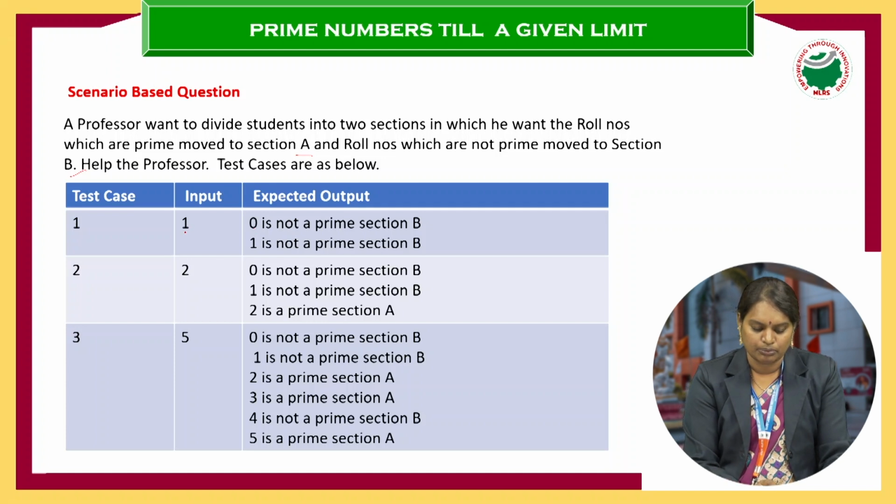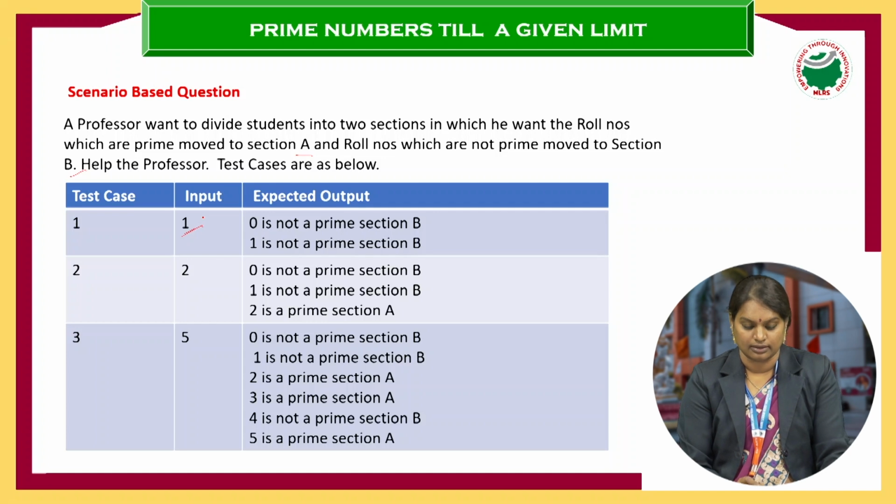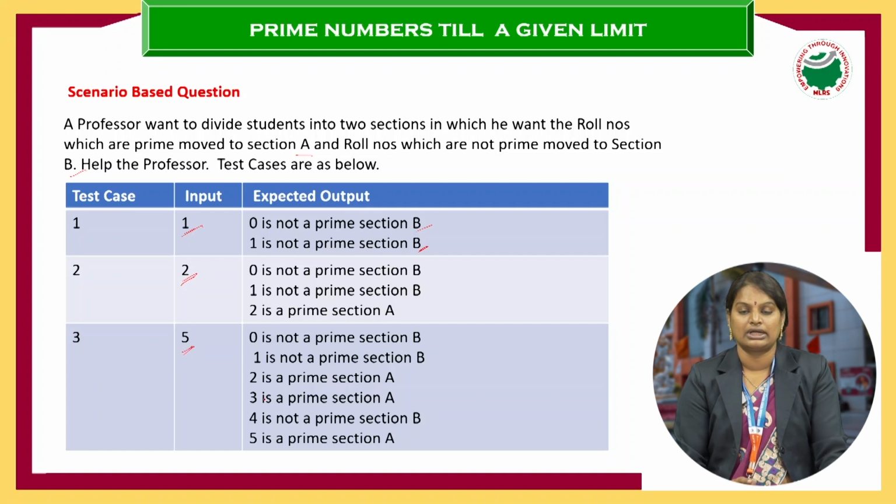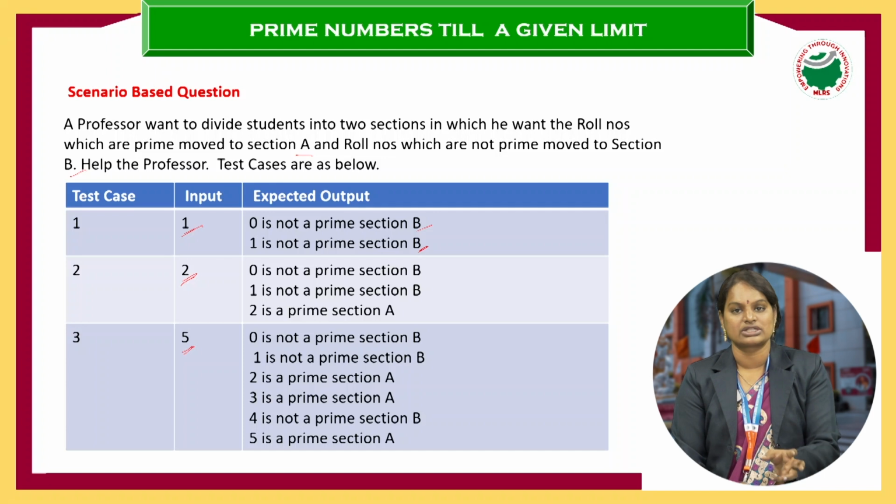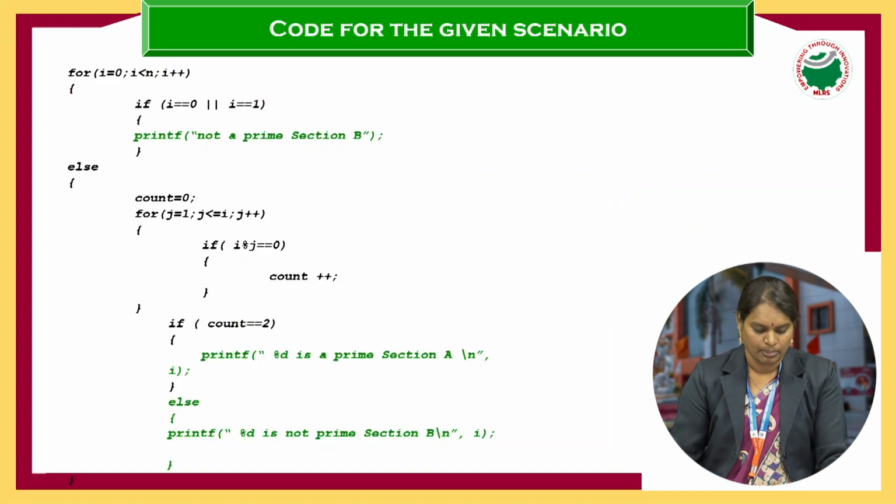Now, if I give input as 1, it should print that 0 is not a prime and it moves to which section as per this scenario. And 1 is not a prime and it should move to which section. If I give 2, it has to give like this. If I give 5, it has to give like this. So every number, it will be telling whether it is section A or section B, also telling that it is prime or not a prime. As per our previous code, let's see where all we have to do the changes to achieve this type of test case.